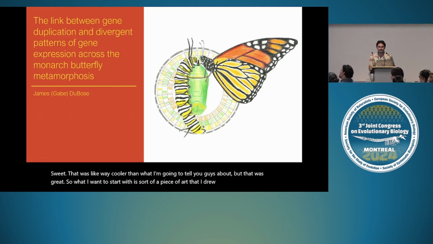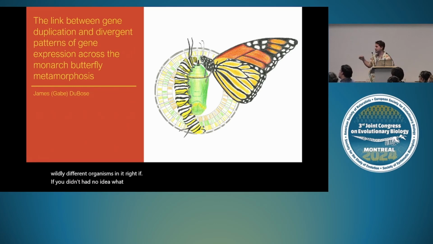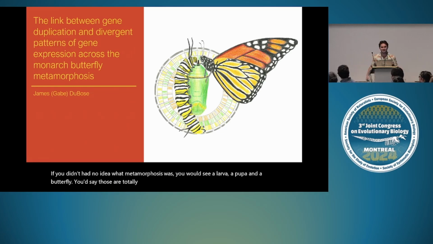So what I want to start with is a piece of art that I drew that I find a good way to think about my science and orient myself with what my questions are. The question that I came upon was, if you look at the picture on your right, how do you get a genome? How does a genome evolve to code these wildly different organisms in it? If you had no idea what metamorphosis was, you would see a larva, a pupa, and a butterfly, and you'd say those are totally different organisms, right? But that's all packed into the same genome. And the question I want to pose, and we'll come back to it in a second, is how does that evolve?